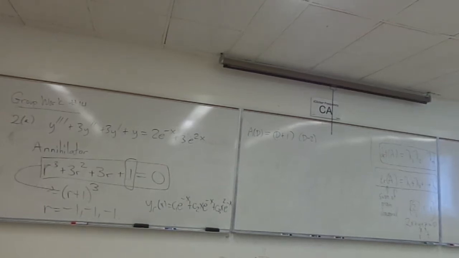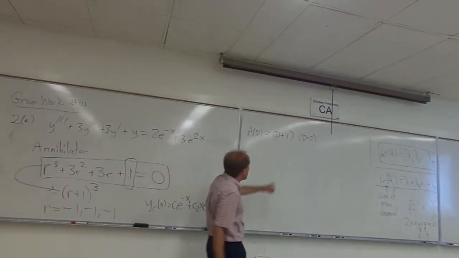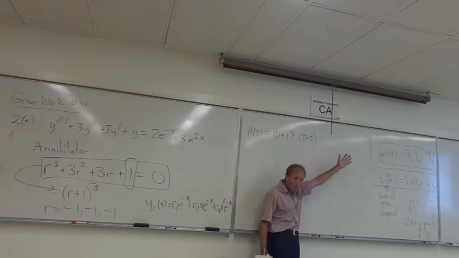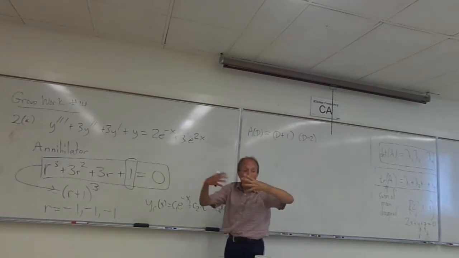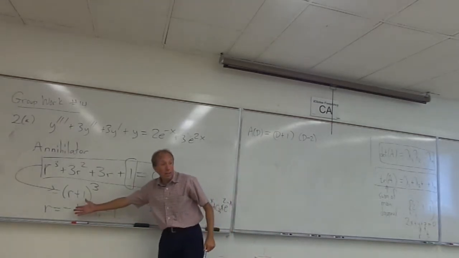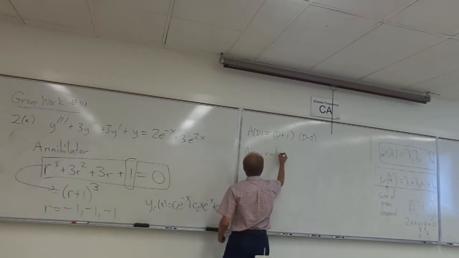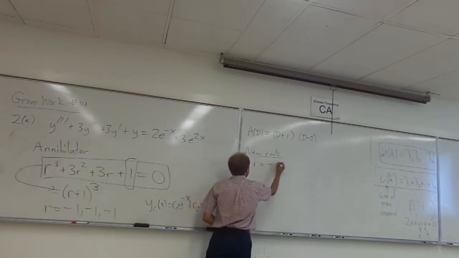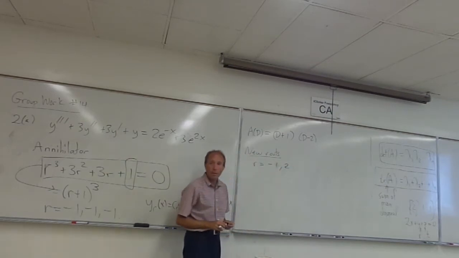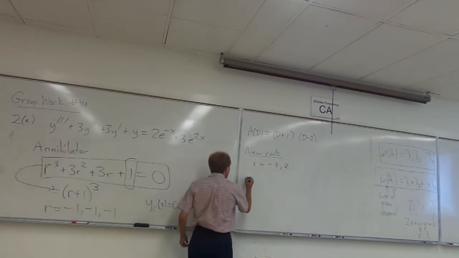See if that looks like it's doing well so far. Okay, so this is going to give me some new roots that we will pile on to the roots that we already had earlier. So what are the new roots that this annihilator gives us? -1 and 2. Right.